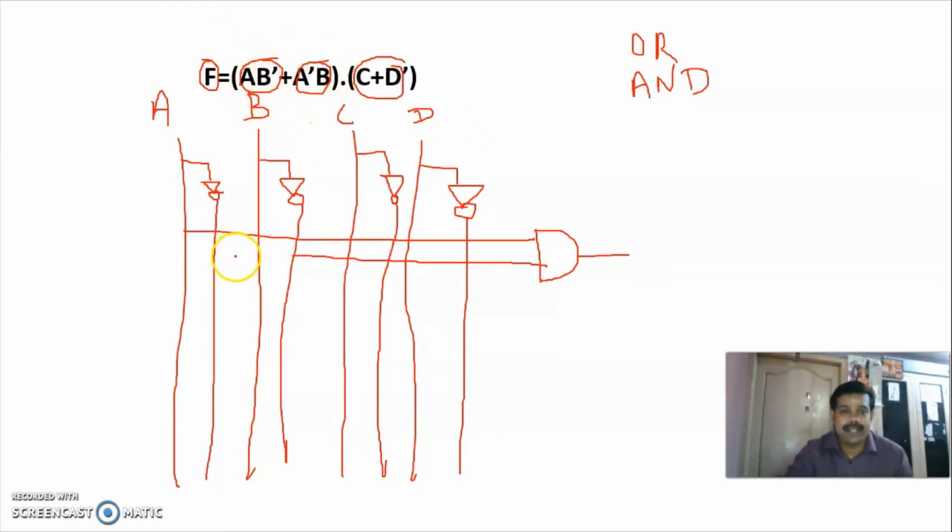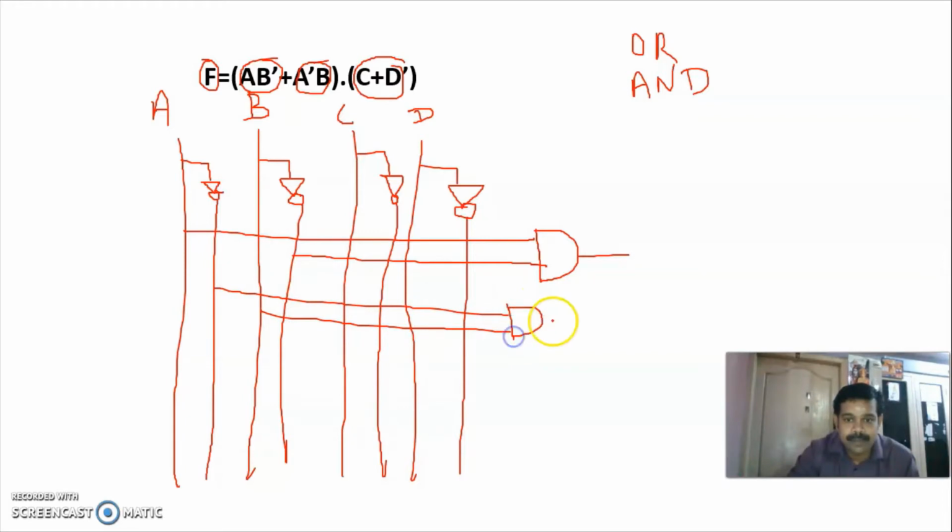Second, A bar B. So I am taking it from A bar and I am taking it from B. So I got A bar B. Next, what I am having is C plus D bar. So I have to take one from C and another one from D bar. But here the operation is plus. So you have to use an OR gate.